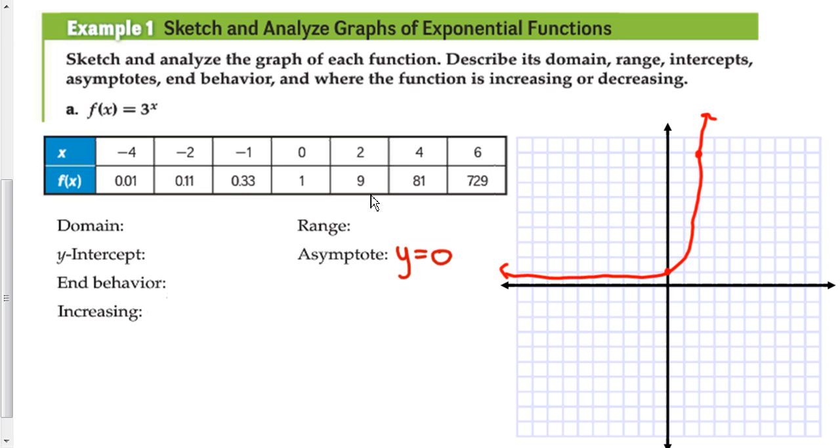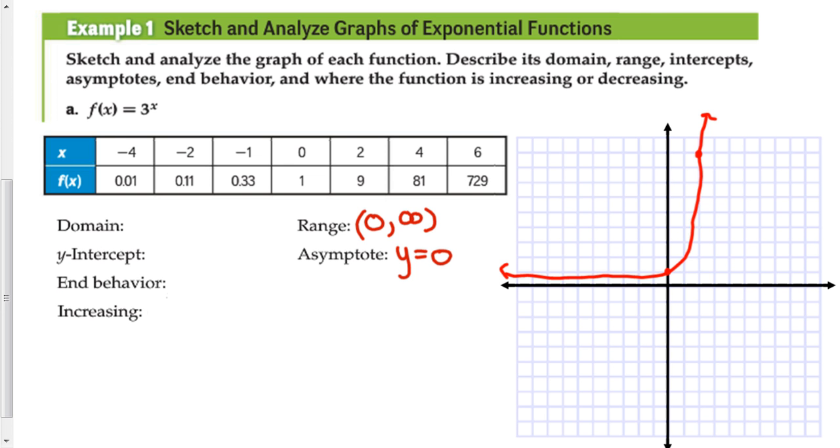Next, the range. Look at my y values. I have no y values on the bottom of the graph. So that means my graph only exists in my positive y's. Now I do have this asymptote, so it goes from 0 to positive infinity. 0 because it doesn't ever touch 0, so it's a parenthesis.